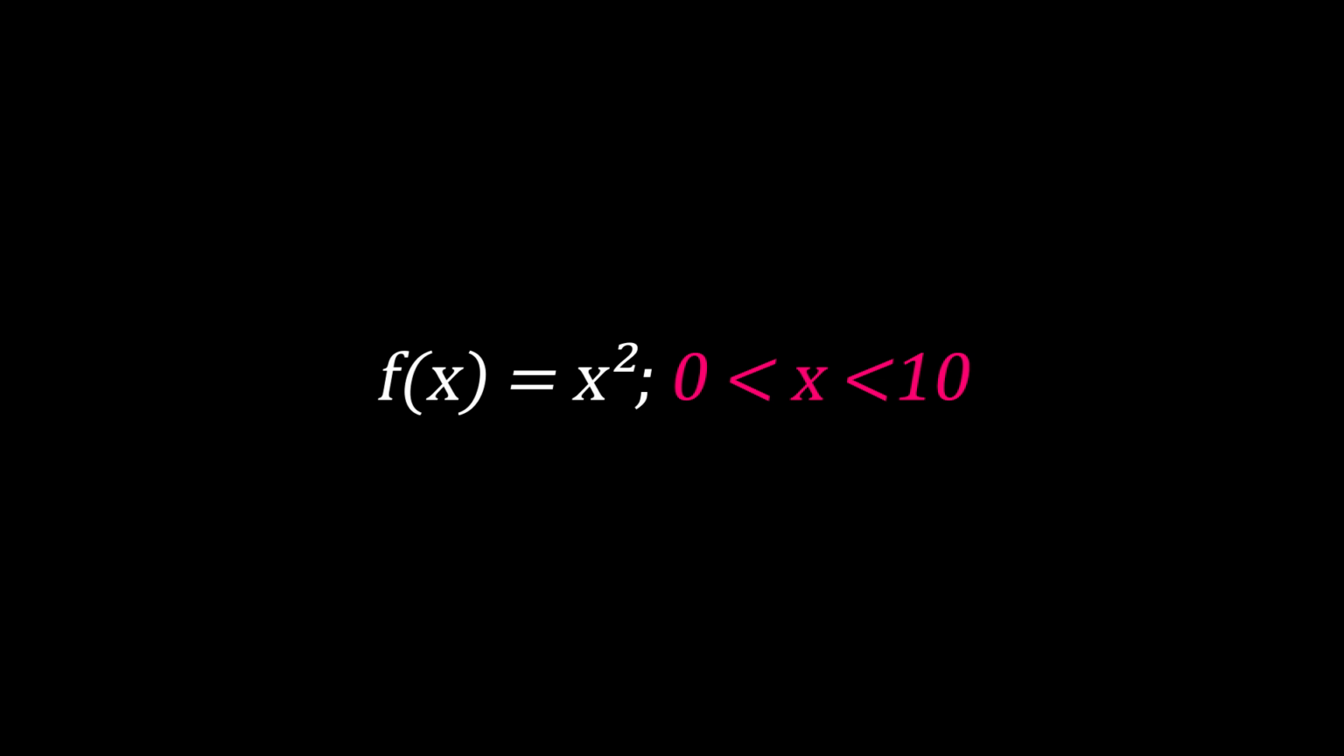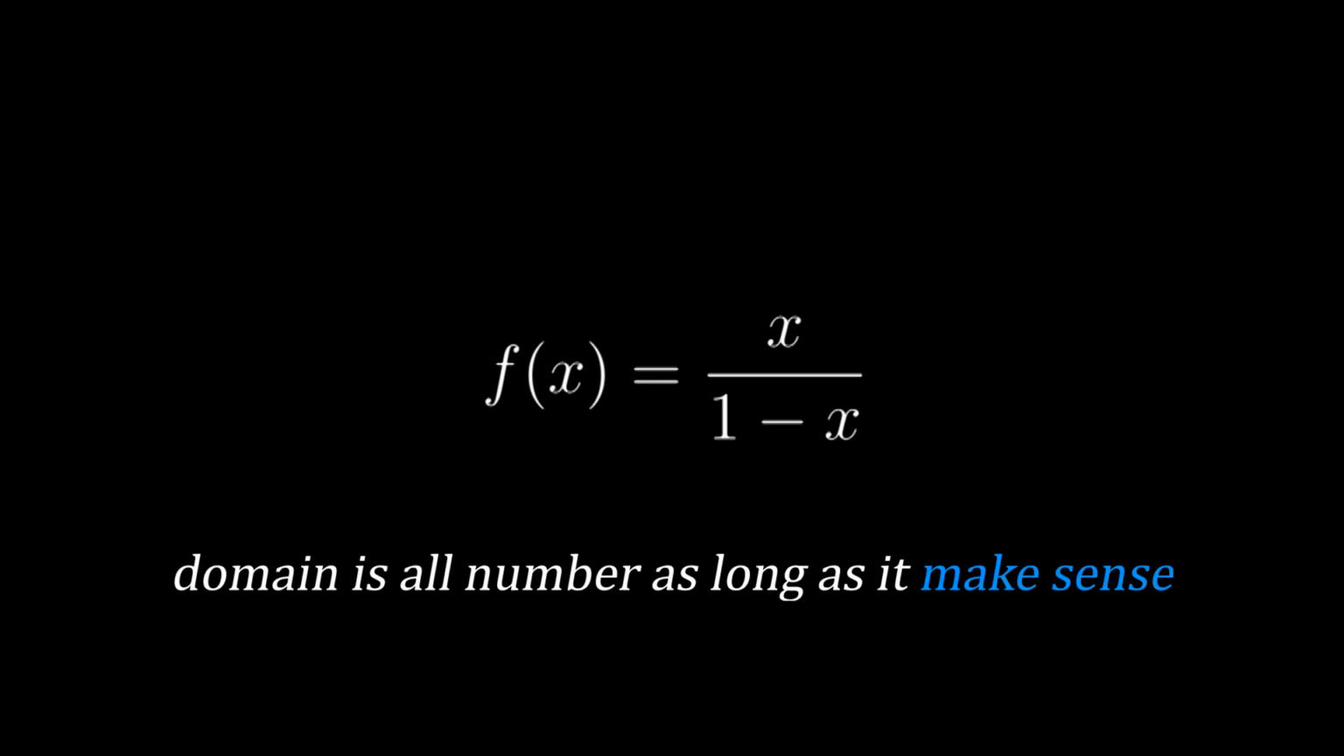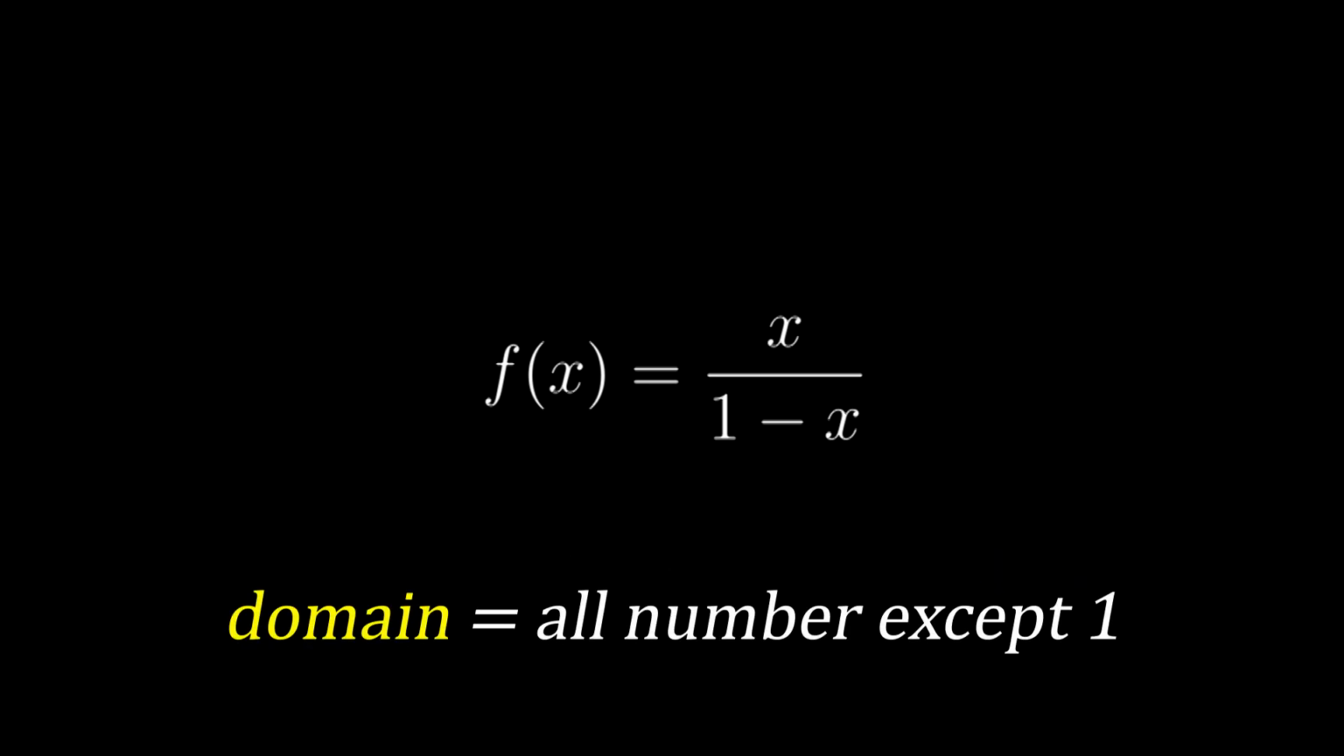So here, the domain is from 1 to 9. If there is no condition for the domain, we will assume the domain is all numbers as long as it makes sense. So for this function, the domain is all the numbers except 0, because 1 divided by 0 doesn't make any sense. That's probably all you need to know to get a basic idea of a function.